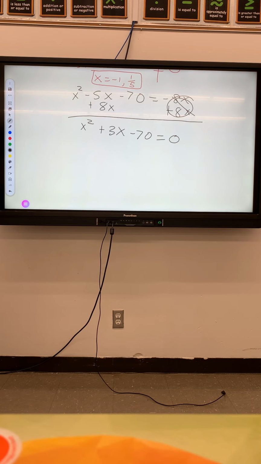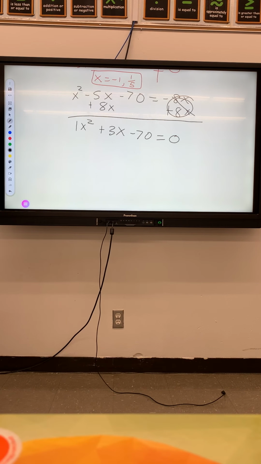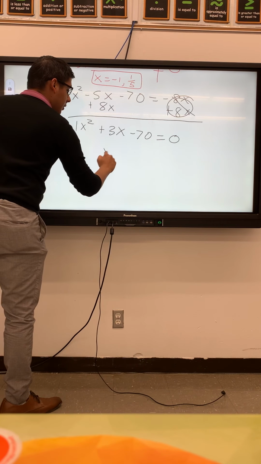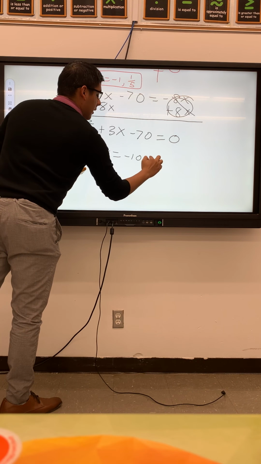Press enter, and then we're going to put in the first box. There's nothing in front of the x squared, so we assume that there's a 1. So we're going to put 1, 3, and negative 70. Make sure that it's correct. And the solutions that we get are negative 10 and 7.